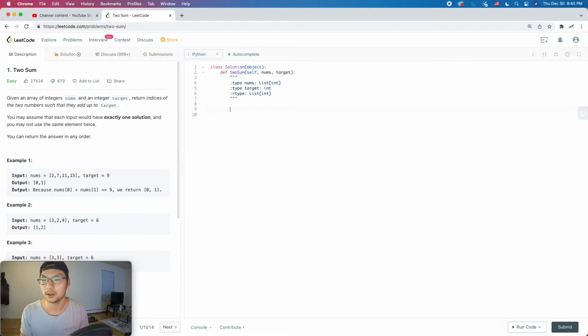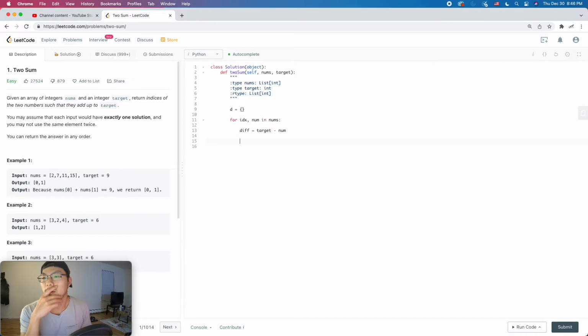Let's have a dictionary called D, and we're going to iterate through. Just in case, I'm going to do enumerate, index and num in nums, because we want the index anyway. So let's get the difference first. Difference equals target minus num. When we saw that previous example, it was 8 minus 3, so we're looking for 5, right? So we're looking to see if 5 is in the dictionary.